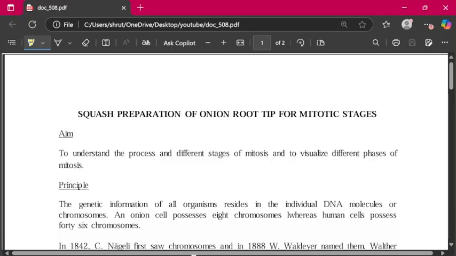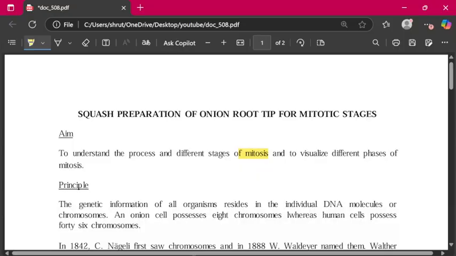So, the aim of this practical is to understand the process and different stages of mitosis and to visualize different phases of mitosis. So, in this we are going to study the different stages of mitosis.